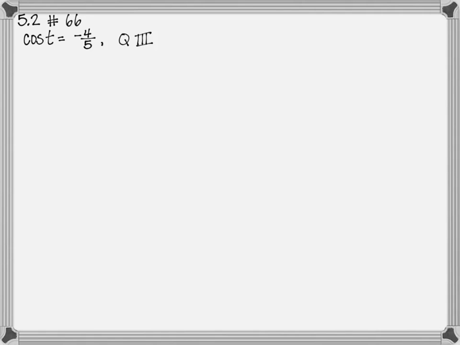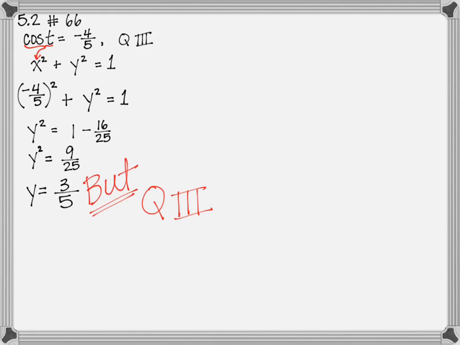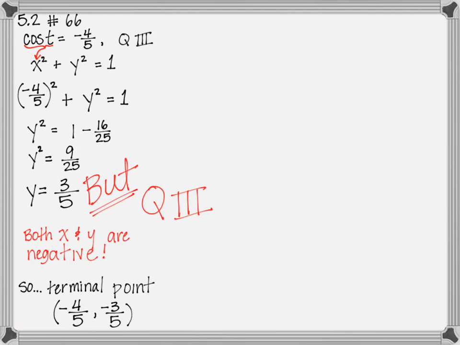Another even problem I'm going to do is number 66, which is very much like your 67. It says find all the trigonometric values knowing that cosine t is negative 4/5. Well, I need to know both the x and the y coordinates so that I can find all my trigonometric values. Remembering that I've got x squared plus y squared equals 1, and that cosine is your x, plugging it in, I'm going to solve for my y, and I get y as 3/5, but this is quadrant 3. It's what it said up here was quadrant 3. And in quadrant 3, both the x and the y are negative. So the terminal point is this point here. It's negative 4/5, negative 3/5.